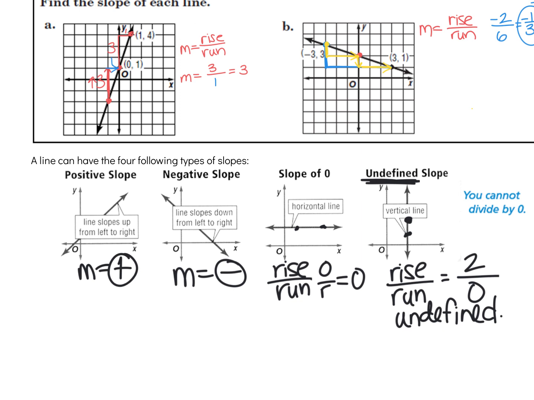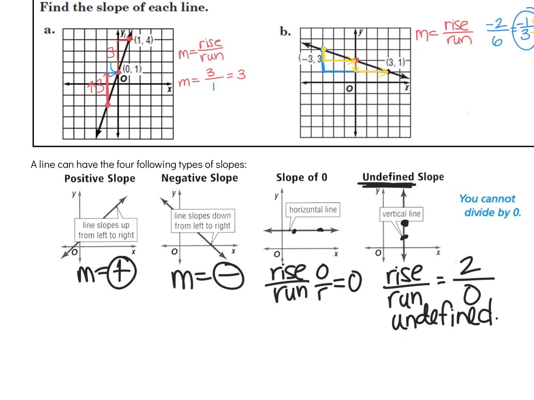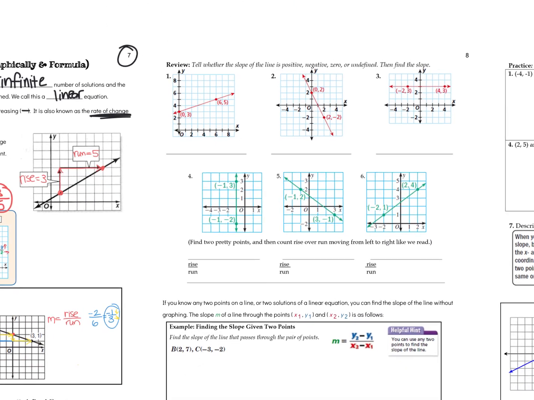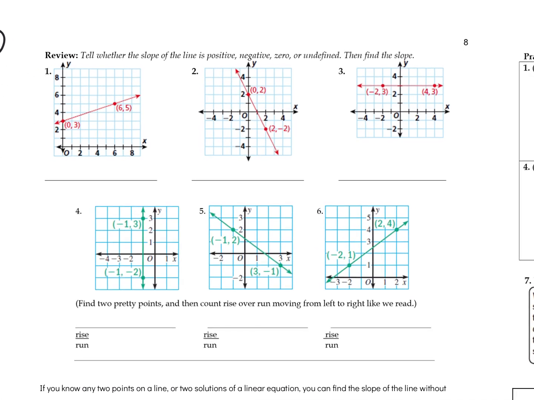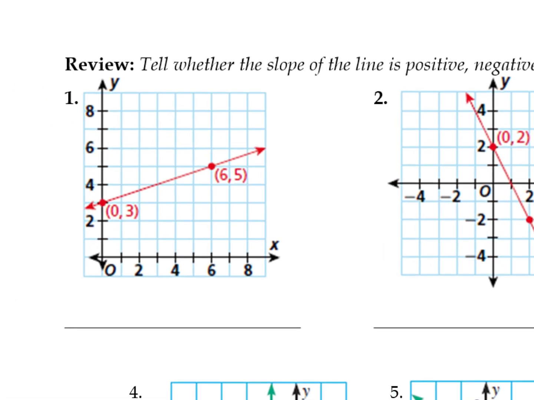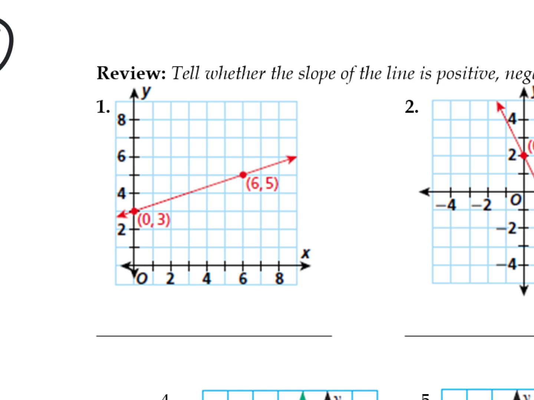All right, pause if you need to, otherwise turn the page. All right, on the next page it says tell whether the slope of the line is positive, negative, 0, or undefined, and then find the slope. So here my line is going up, so I know it is going to be a positive slope. Now we're going to find the slope. Rise over run.